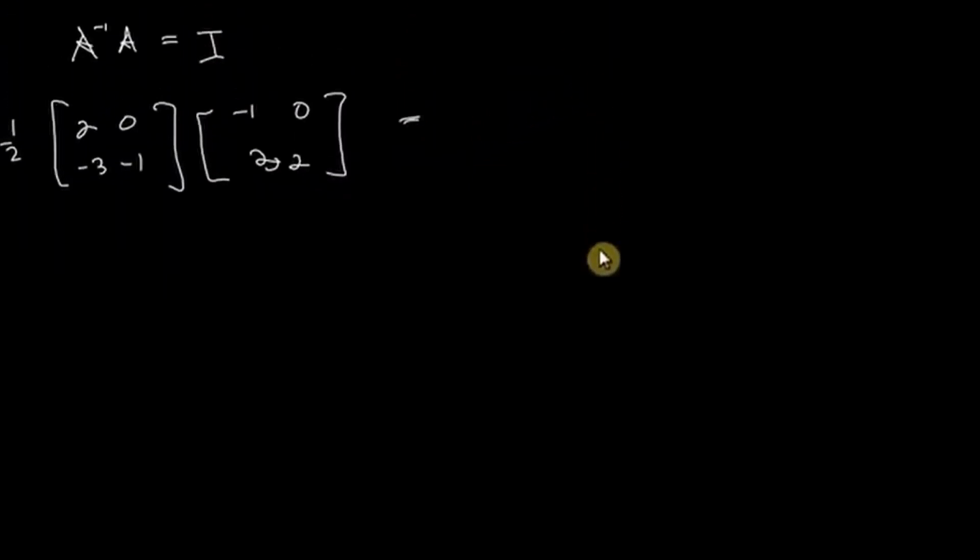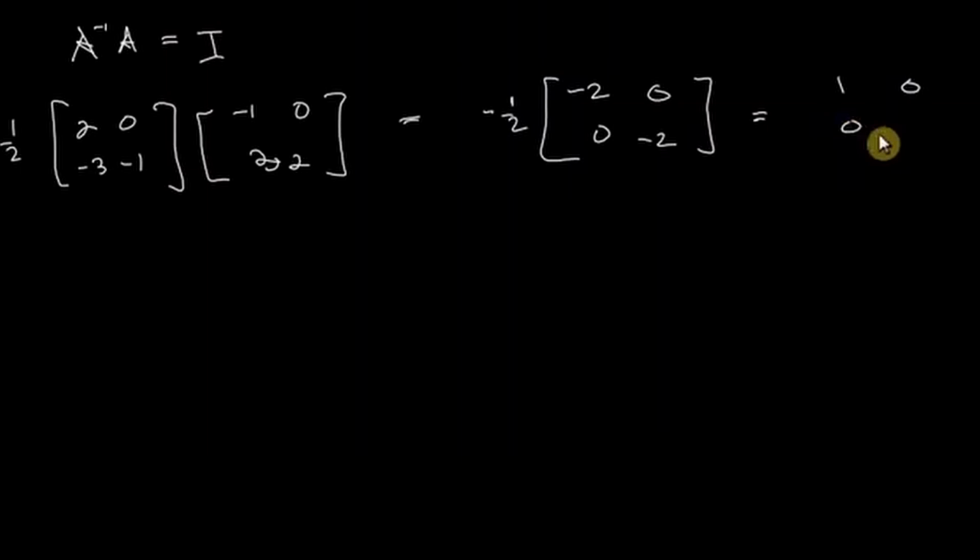And when we have a half outside as a factor, you can leave this for last. It really simplifies the arithmetic if you do this. So I'm going to leave the multiplication because I imagine that you guys are very familiar with this. So this works out to be negative half into negative 2, 0, 0, negative 2, and that works out to be 1, 0, 0, 1.